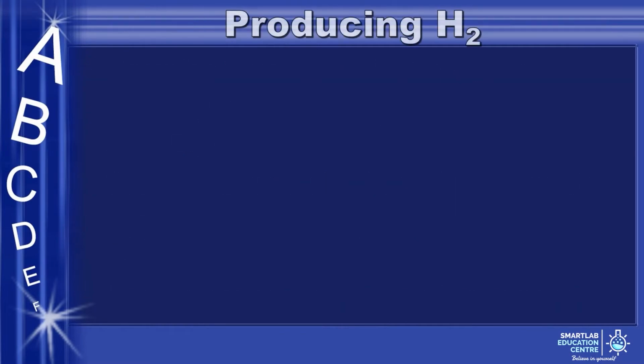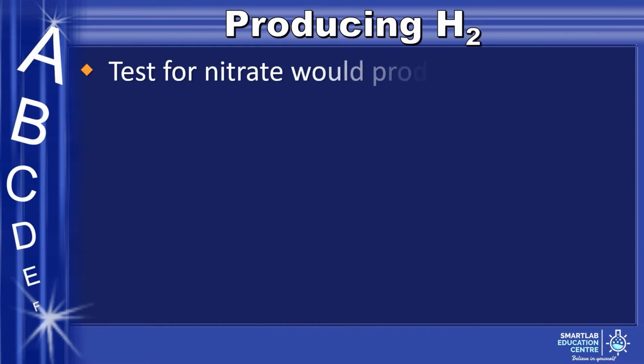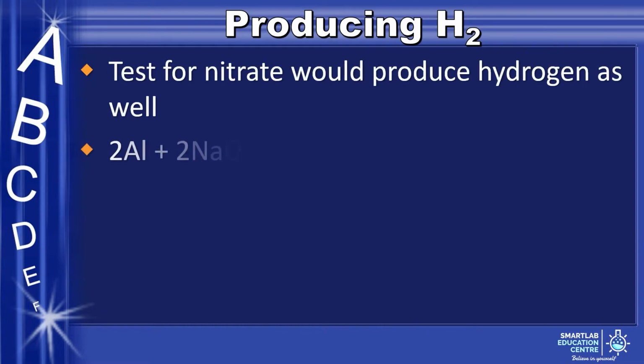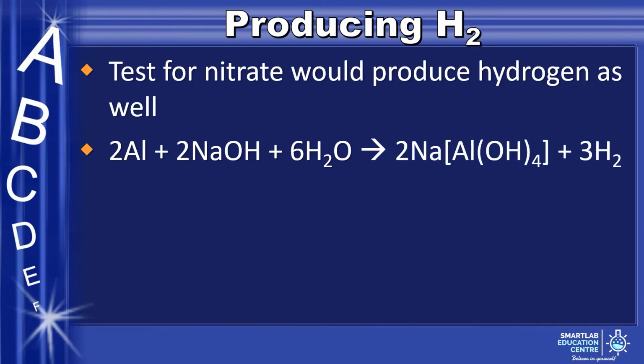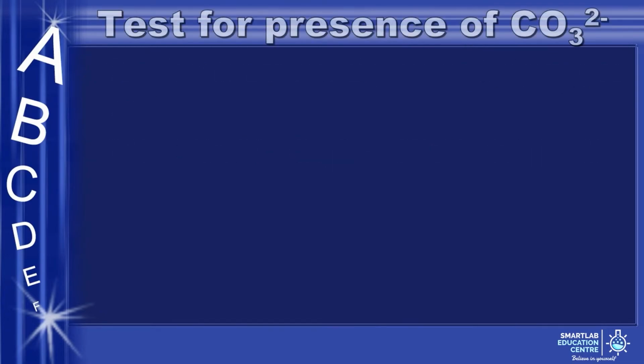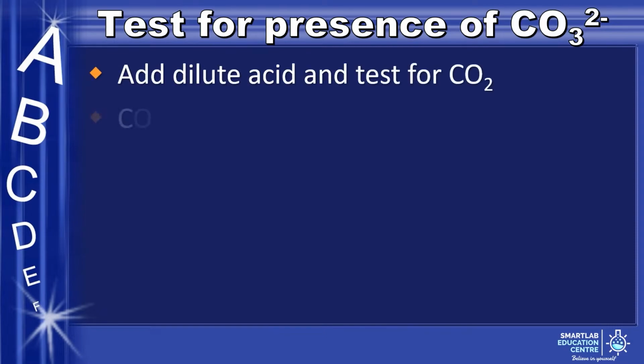The test for nitrate would produce hydrogen as well, as seen in the equation below. In order to test for the presence of carbonate ion, we can add dilute acid and test for carbon dioxide, as it will be produced in the equation below.